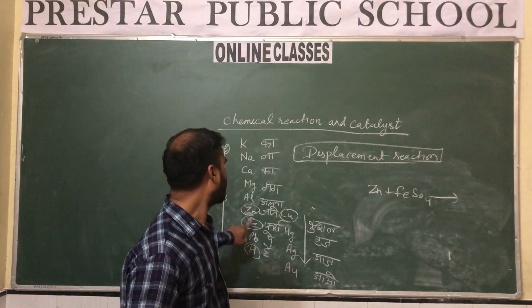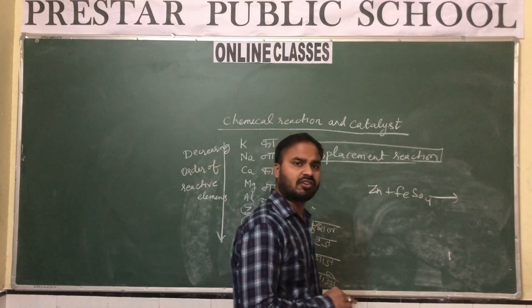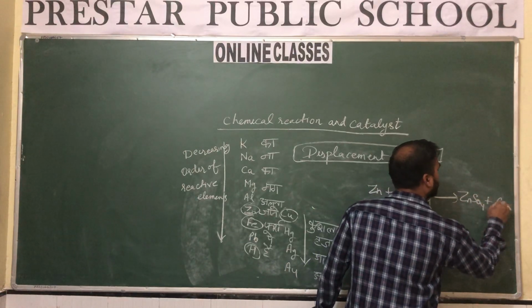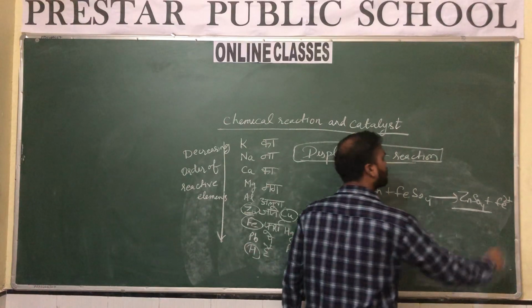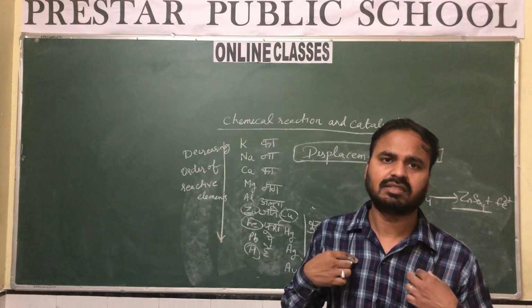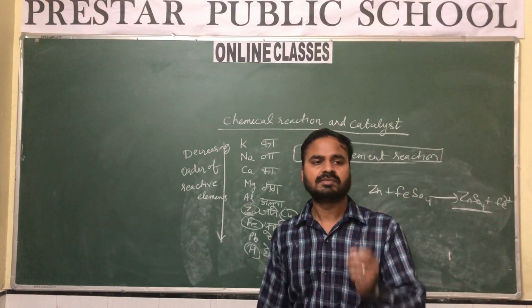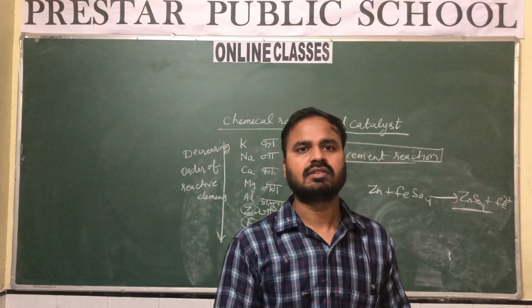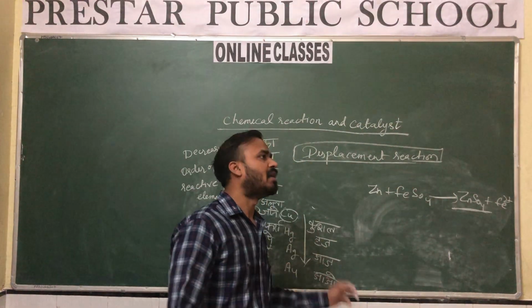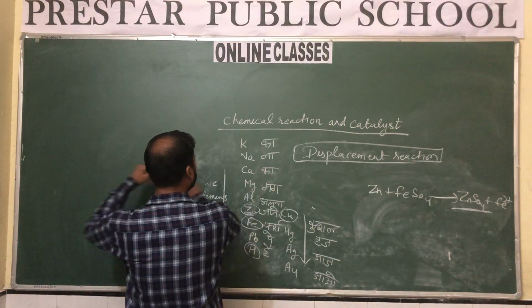Just see, beta. Before Fe, Zn is coming or not? So zinc is more reactive, then ZnSO4 will come and Fe will form. So you must learn the order of reactive elements, then you can solve all the numericals, whether the reaction is possible or not, and if it is possible, which substance is formed. Okay, is it clear? These are some parts which can come in the exam.